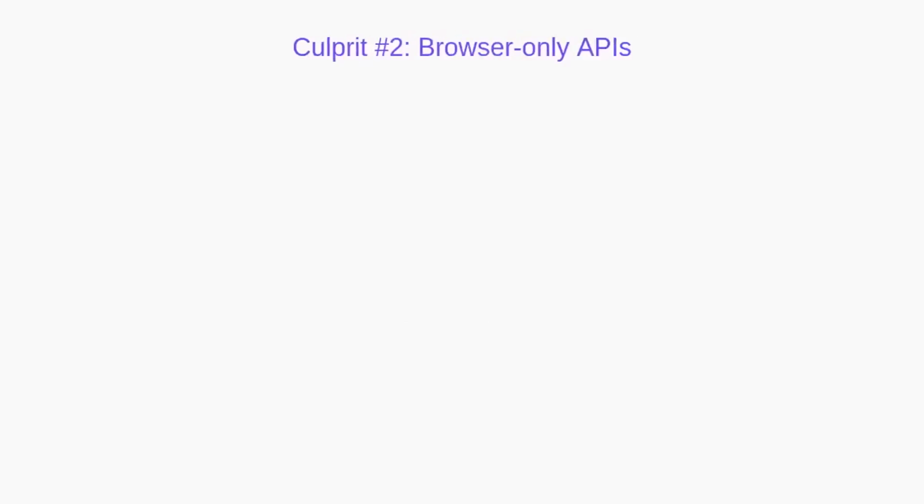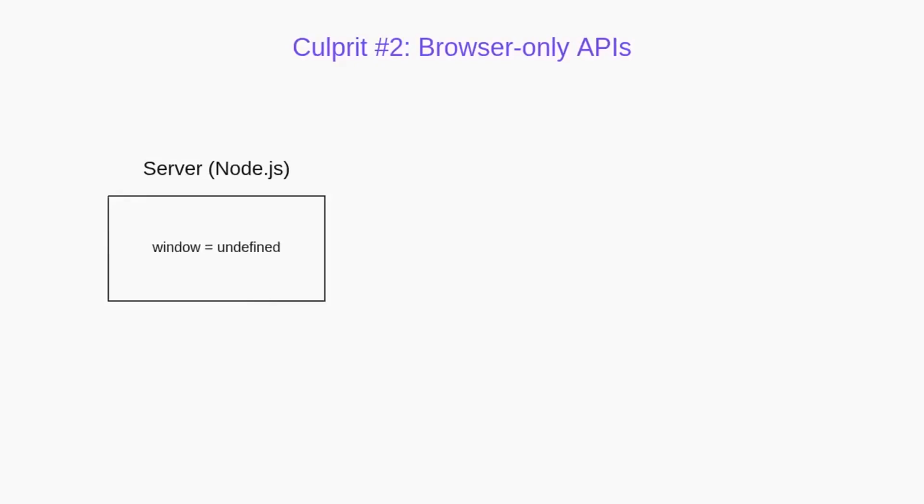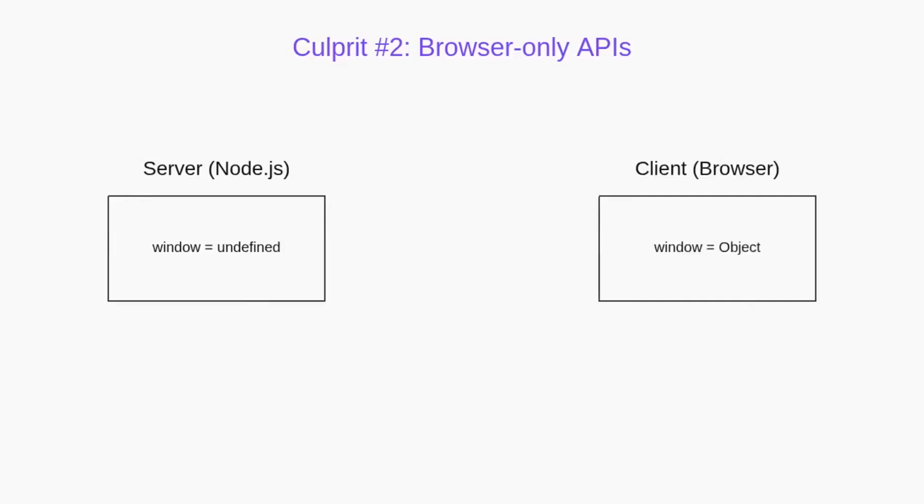Remember, your code runs on the server first. Node.js does not have a window object, it doesn't have localStorage, and it doesn't know the width of your screen. If you have code that says, if window is defined, show the logout button, otherwise show nothing, the server will render nothing. But as soon as the browser starts, window is defined, so the client tries to render the logout button. Boom, hydration mismatch.